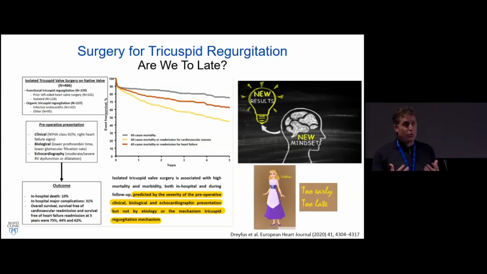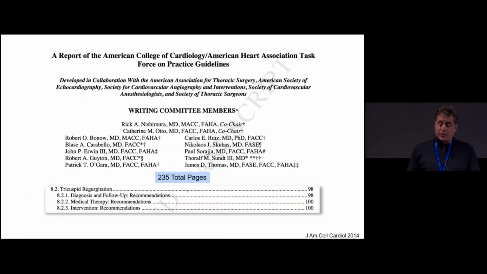And it's really this Goldilocks principle. We don't want to be too early, but we don't want to be too late. And so when we're trying to make decisions about whether we should intervene in patients with valvular heart disease, we often turn to the guidelines. And these are the guidelines written in 2014.